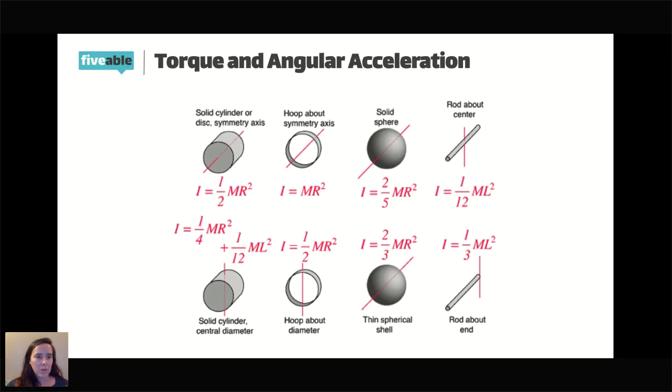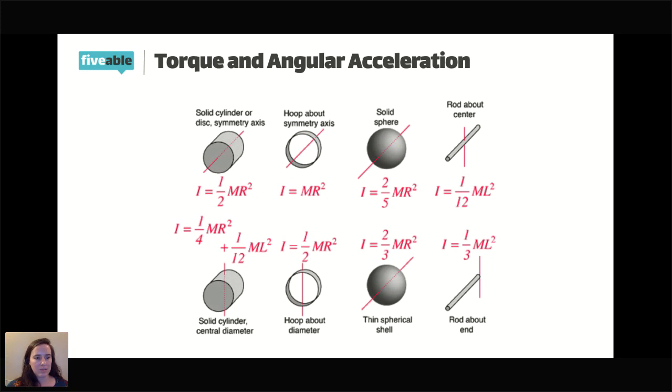For a hoop, about the center symmetry axis, so if you're spinning a hoop around the center, the inertia is just mr squared.